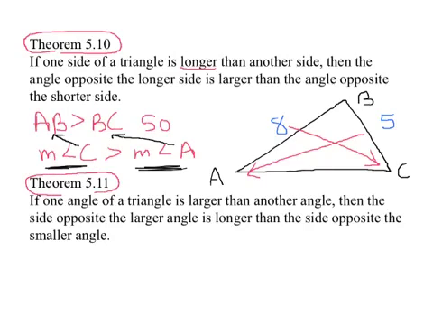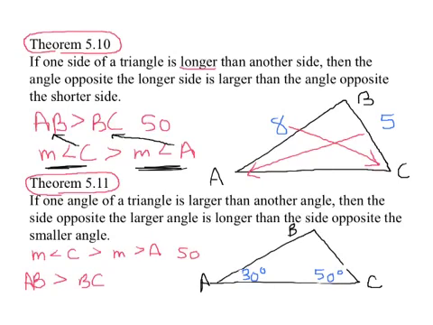Next, Theorem 5.11. If one angle of a triangle is larger than another angle, then the side opposite the larger angle is longer than the side opposite the smaller angle. This is the converse. So let me draw a picture. Here I have a triangle, ABC. Measure of angle A is 30, measure of angle C is 50. So the measure of angle C is greater than the measure of angle A. So we know that that's across from there. So AB has to be bigger than BC.